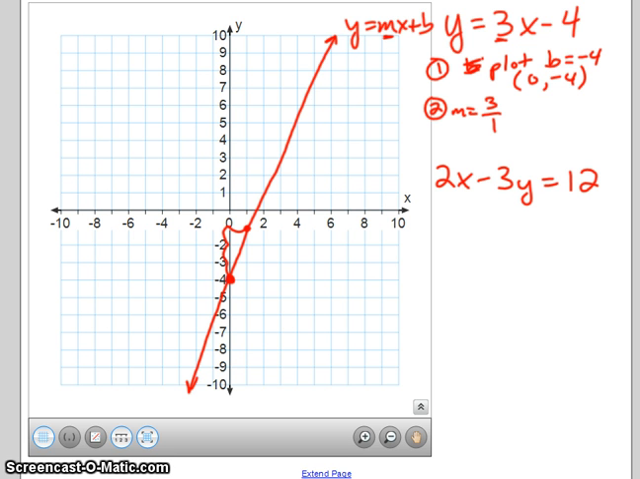The second problem, 2x minus 3y equals 12, is written in standard form: ax plus by equals c. Remember, a, b, and c are integers, so they're not fractions. 2, negative 3, and 12 are not fractions, so we are in standard form. About a month ago, we graphed these by graphing the x- and y-intercepts. We would plug in 0 for x to find the y-intercept.